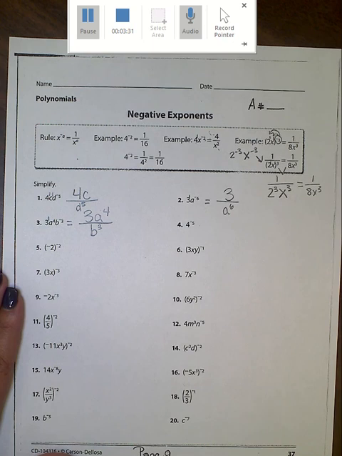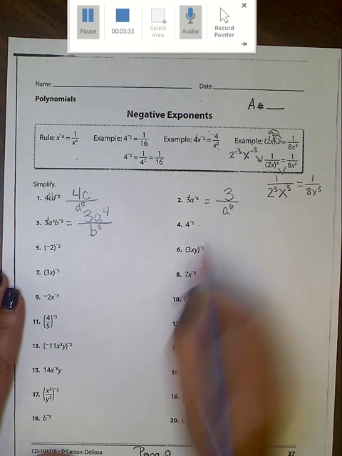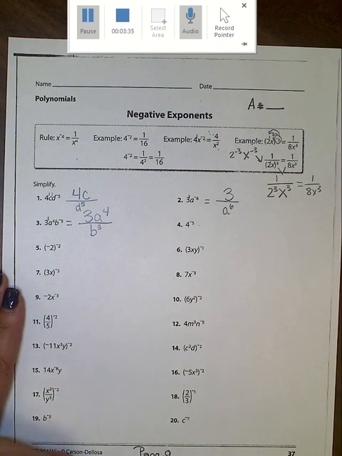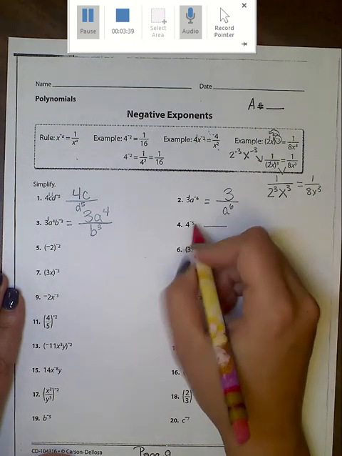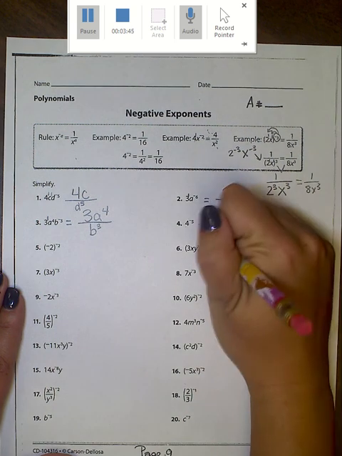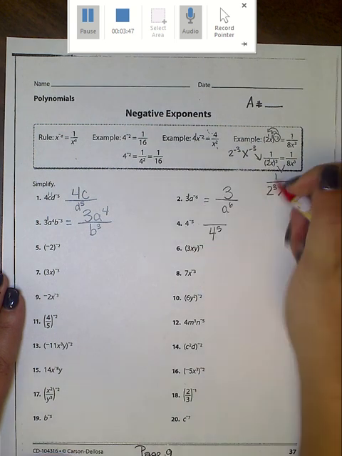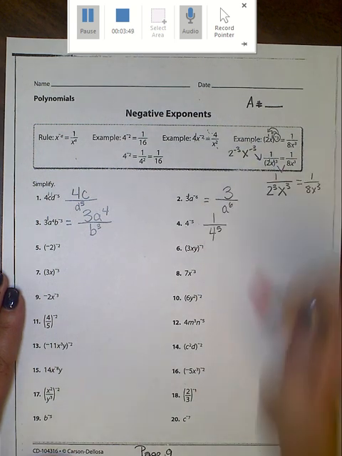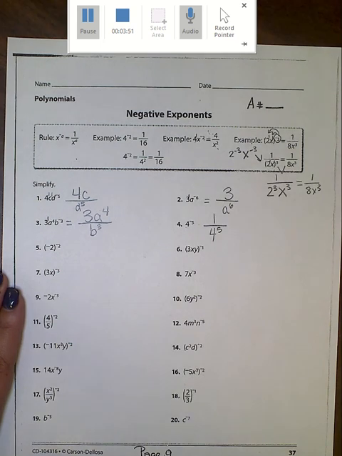The rest of the problem has positive exponents, therefore it stays in the numerator. Number 4. This case, it has 4 to the negative fifth power. It's just like if it were a variable. 4 to the negative fifth power, the base is 4, the exponent's negative 5. We take negative 5, and what does it do? It becomes positive in the denominator, and we replace the numerator with the number 1.